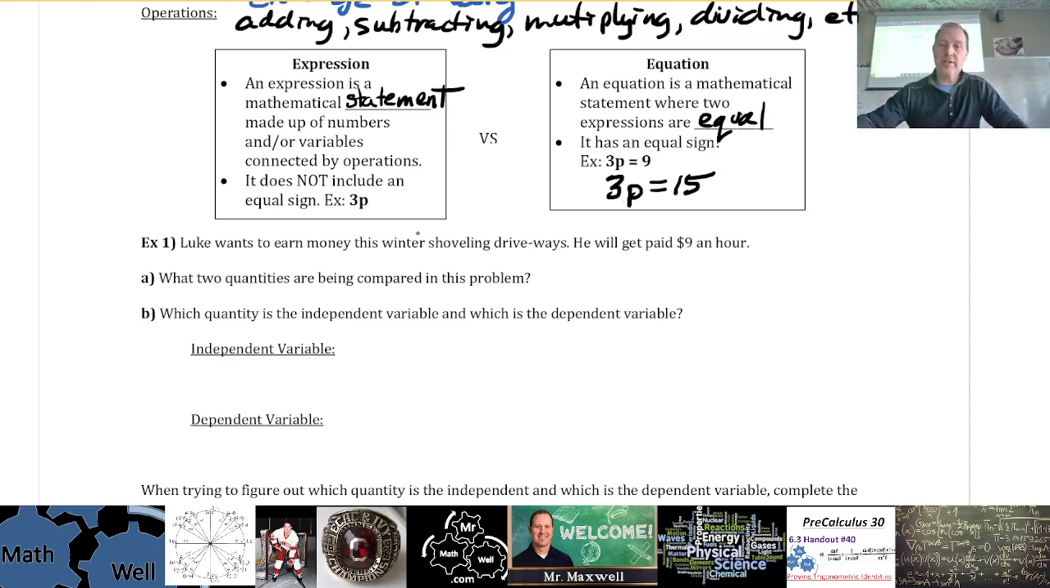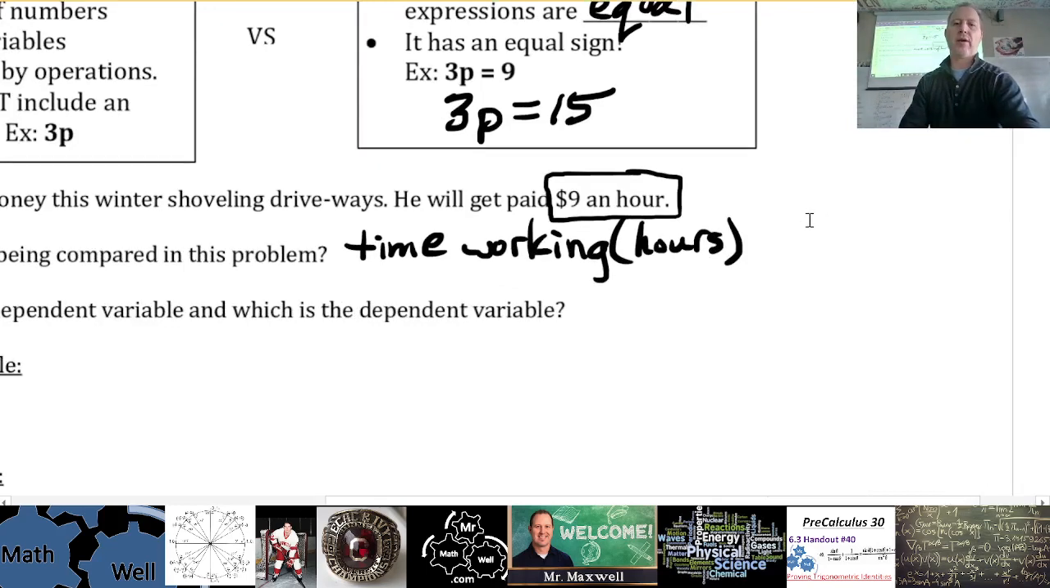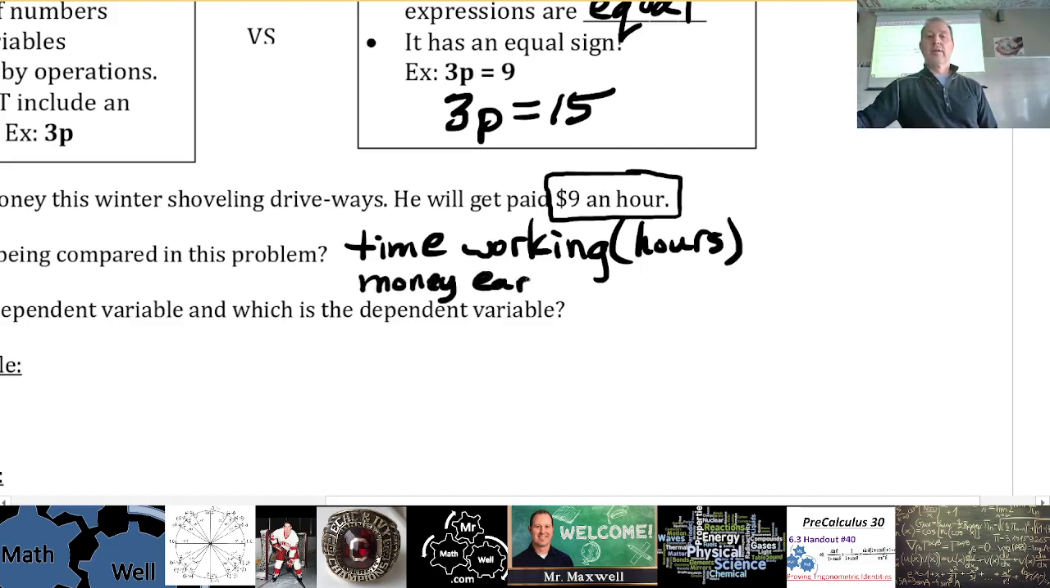Okay, so the two quantities that we are comparing in this problem are time spent working, and that's going to be in hours. Why do I know it's going to be in hours? Yeah, look at right here. The wage, or this connection piece, says $9 an hour. So right there, you see what the two quantities are, or at least the symbols for the two quantities. So we have hours, time working, and we have the money earned. Money earned, and that's going to be in dollars. That's our unit.